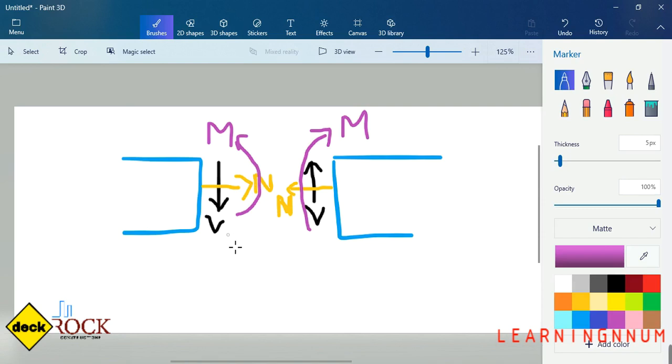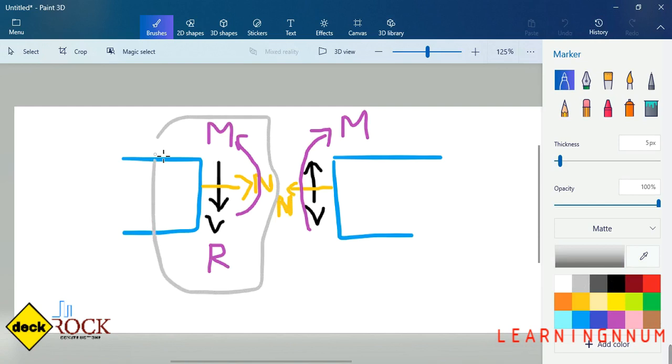Now remember, this is a section. If you are considering the right hand side loadings, this is the right hand side positive sign convention. Now consider the left hand loadings. This would be the left hand side's positive sign convention.